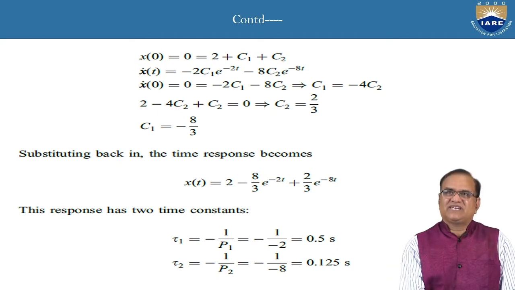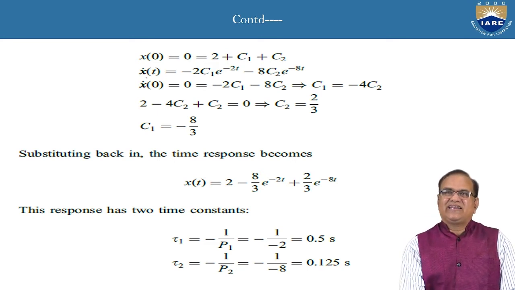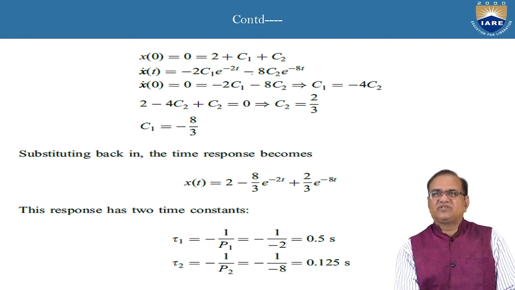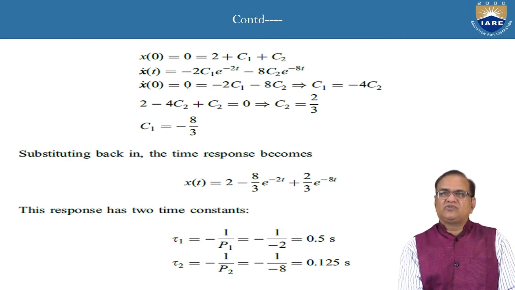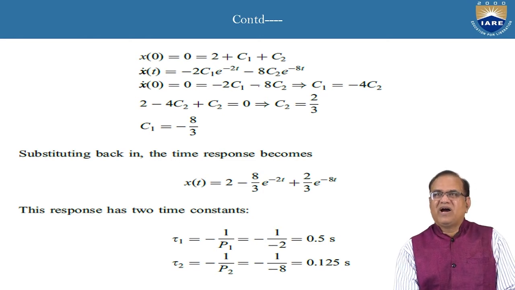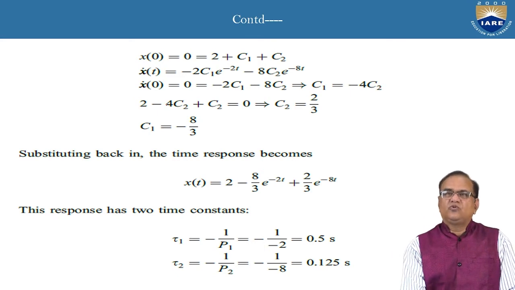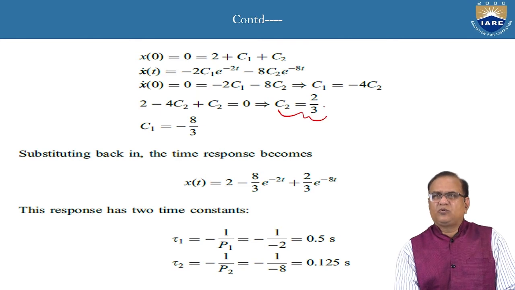So now the first condition, we have to put x at 0 is equal to 0. So 2 plus c1 plus c2 equals 0, and x dot of t is equal to minus 2 c1 e to the power minus 2t minus 8 c2 e to the power minus 8t. So x dot 0 is equal to 0, minus 2 c1 minus 8 c2. So c1 is equal to minus 4 c2. So 2 minus 4 c2 plus c2 is equal to 0. So c2 is equal to 2 by 3 and c1 is equal to 8 by 3.